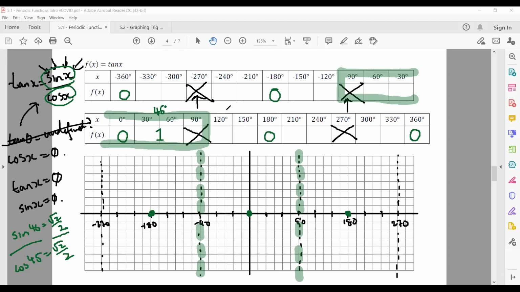Between 120 and 150, so at 135, that's going to be a negative 1. And between here, 225, it's going to be equal to 1. It's going to keep on repeating. So negative 45, let's just fit in a negative 1 there. So all the values where cosine and sine are equal to each other in magnitude will have a value of 1 or a negative 1.